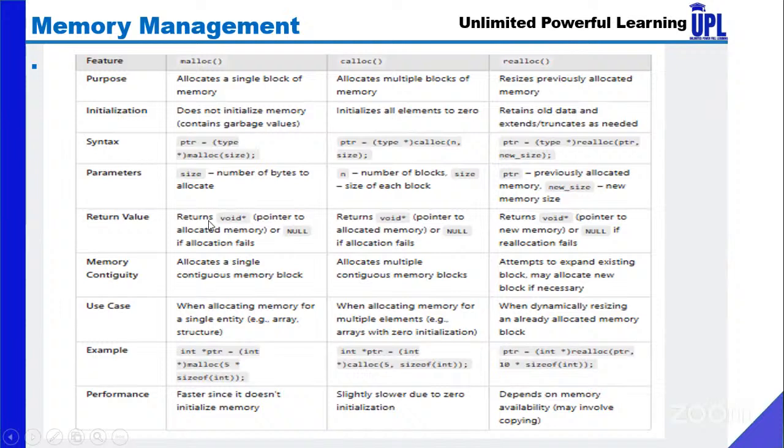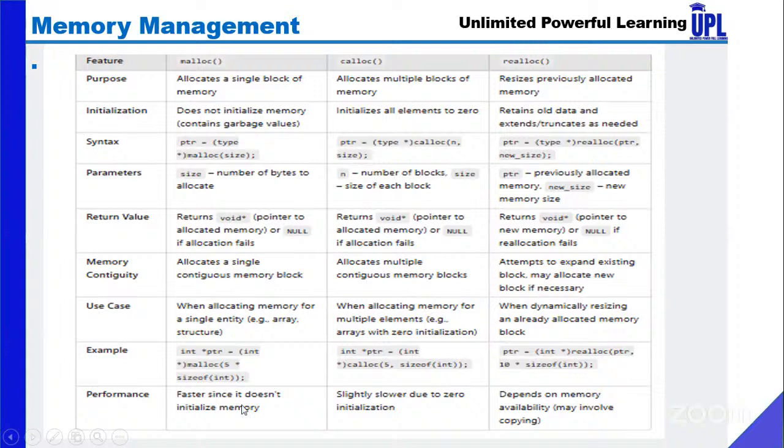Also, all are void pointers only, which means they can point to any data type. That is what you have to understand. Based on the typecasting, the corresponding pointers will be allocated. Malloc gives a single contiguous memory, calloc gives multiple contiguous memory, and realloc attempts to expand an existing block. Use cases: allocating memory for a single entity, for multiple entities, and dynamically resizing if you want.